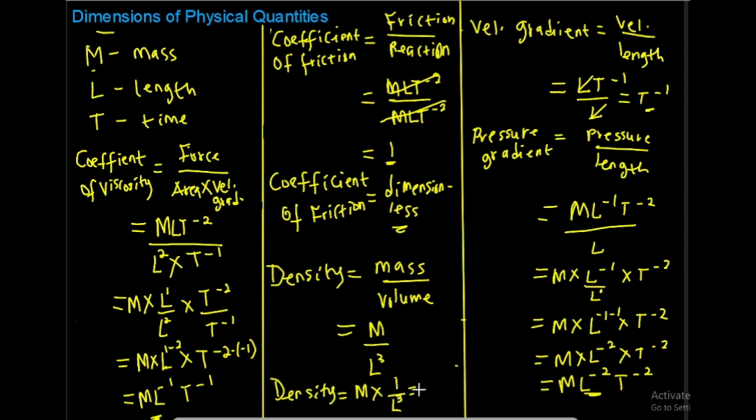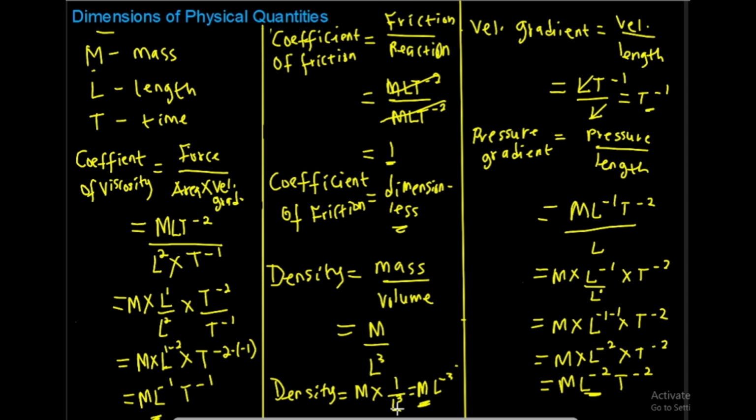Now applying our laws of indices, this is going to be M times, this cube here is a positive power. If we take the inverse, so L will be standing properly with its power. Take the inverse, this positive power is going to become a negative power. So that's going to give us M times L raised to power minus 3. So M L raised to power minus 3. That's the dimension for density.